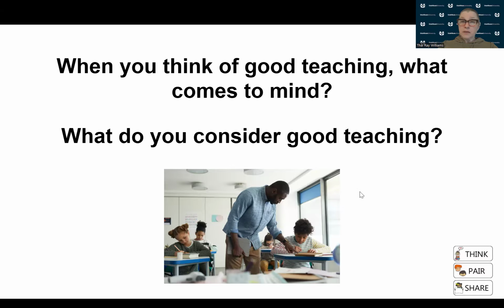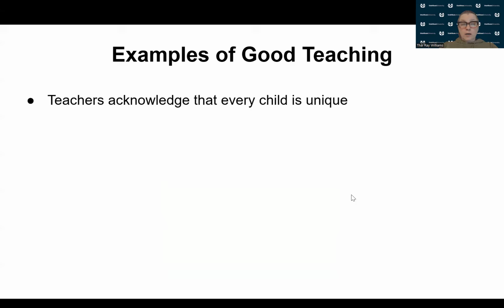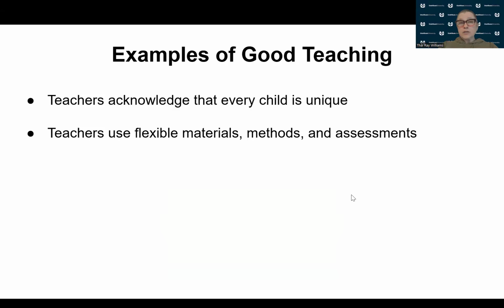All right, now that you've been thinking about what good teaching is, I'm going to give you just a couple of examples. And again, these are just a few examples. There are many other things that good teaching looks like. And so you might see some of the things you wrote reflected in this, or you might have something completely different. One example of good teaching is that teachers acknowledge that every student is unique. Students with disabilities, students without disabilities, every student is unique. Not only that, teachers use flexible materials, flexible methods, and flexible assessments when they're engaged in good teaching.